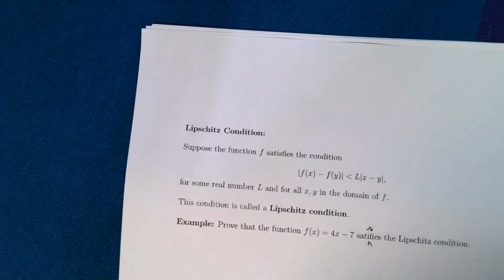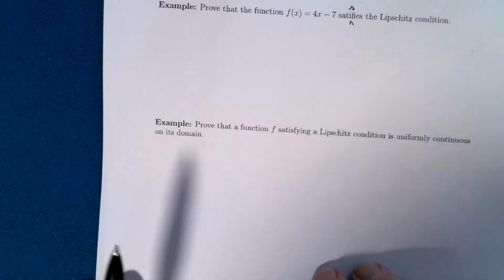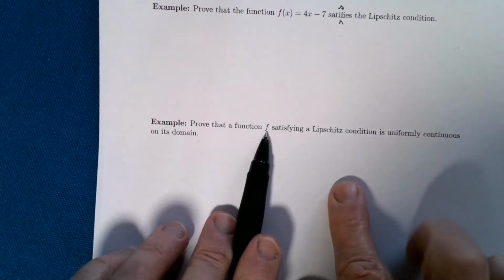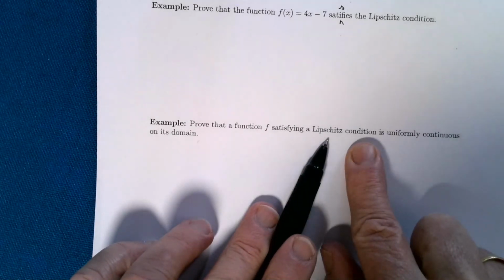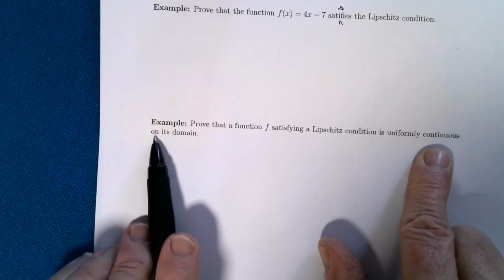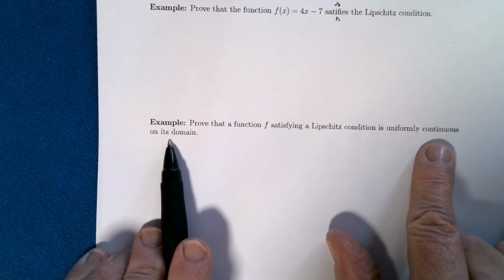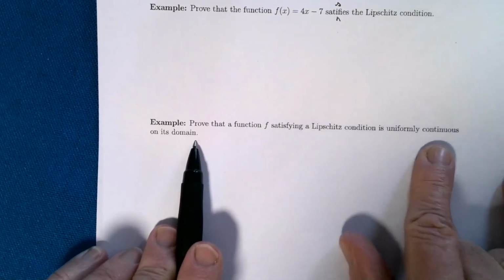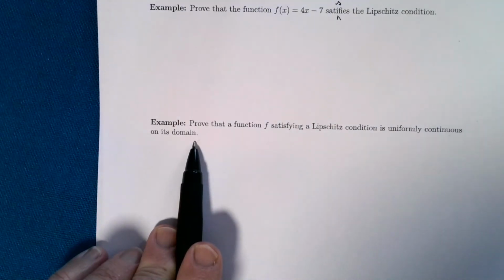Well, why is the Lipschitz condition interesting? What connection has it got to do with our uniform continuity? Well, in this last example, we're going to prove that a function f which satisfies a Lipschitz condition is in fact uniformly continuous on its domain. So once I've got a function which is Lipschitz, then it's automatically uniformly continuous on its domain. And the proof of that actually is fairly straightforward, and I'll finish with having a look at that particular problem.